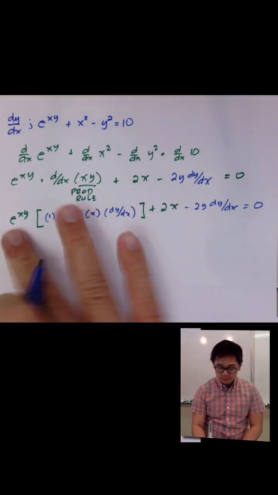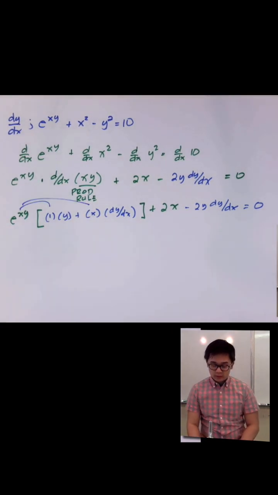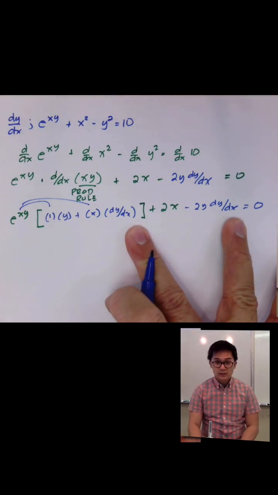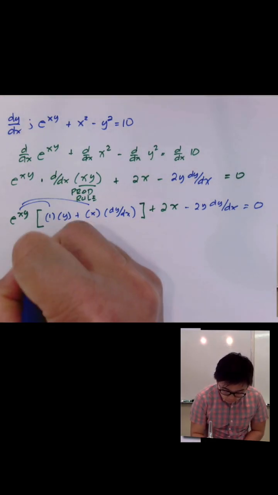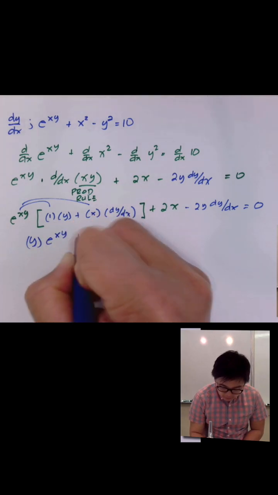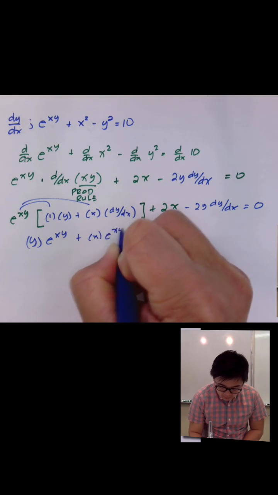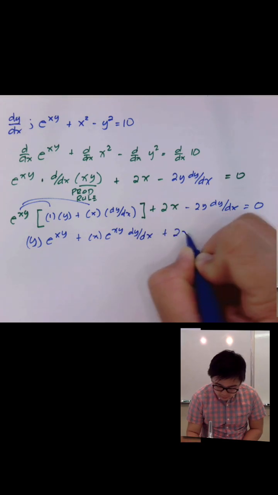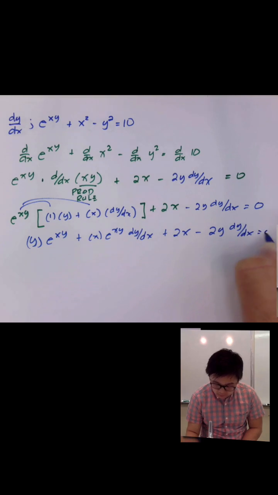So by simplifying this, I will distribute e to the xy to my function here so I can isolate dy dx later on in my equation. So I will end up with y times e to the xy plus x e to the xy dy dx plus 2x minus 2y dy dx equals 0.